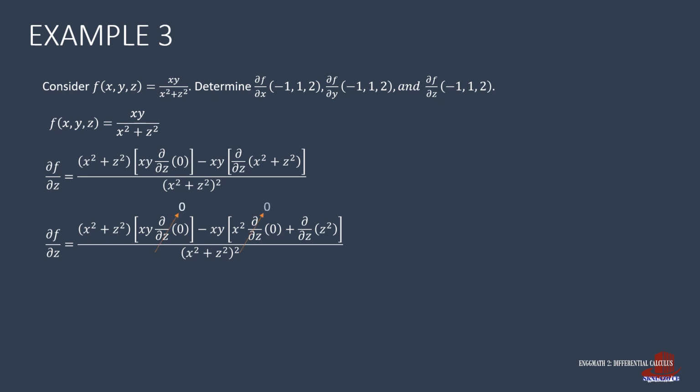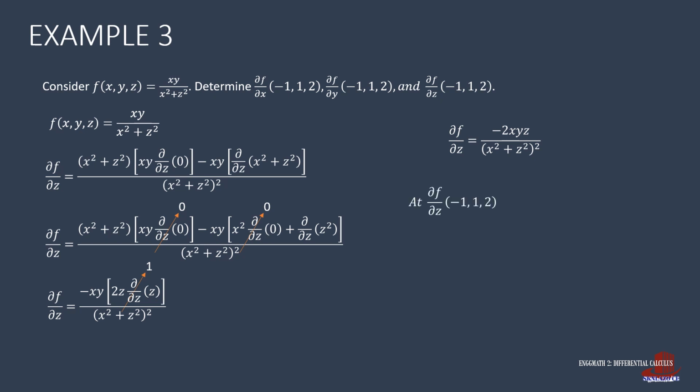The first term becomes 0, and what is left is from the second term, negative xy times 2z with the derivative of z, over the square of x squared plus z squared. dz over dz is 1, giving the final partial derivative of the function as negative 2xyz over the square of x squared plus z squared. Substituting the coordinates into this derivative, we get the partial derivative of f with respect to z as 4 over 25.